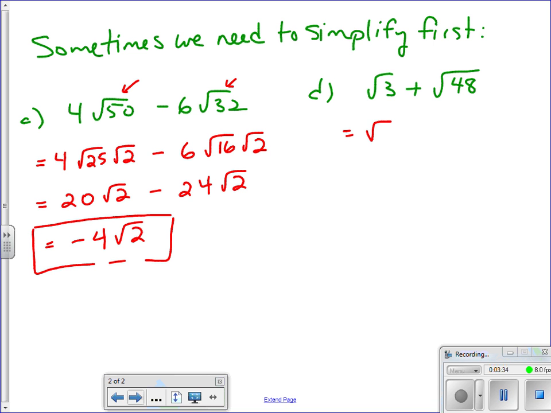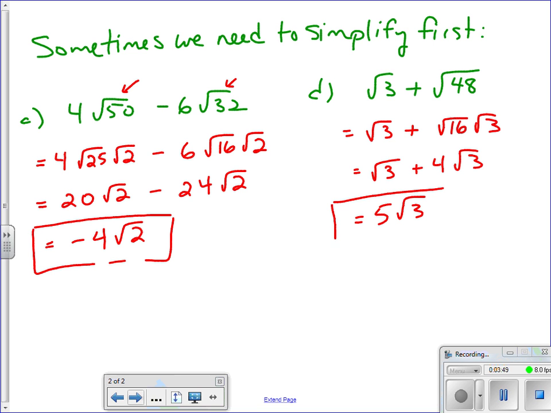So this is equal to root 3 plus root 16 root 3. The square root of 16 is 4, so I've got root 3 plus 4 root 3. So 1 plus 4 gives me 5 root 3s. Okay, so that is adding and subtracting perfect squares and square roots.